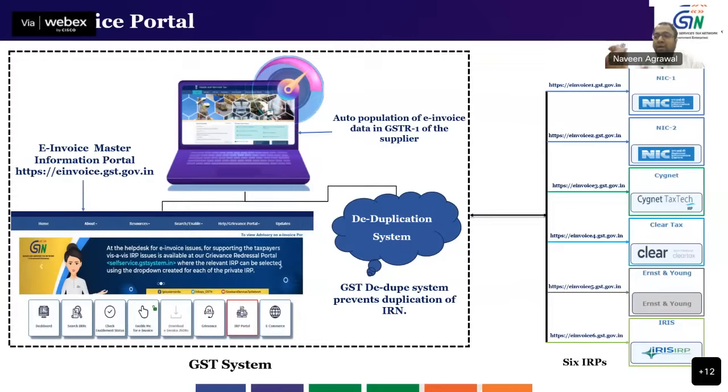Currently you have an option to report any of your e-invoices on one of the 6 IRP portals, starting with NIC 1, 2, then we have IRP 3, 4, 5, and 6. Before you can report an invoice on any of these portals, you have to get yourself enabled.